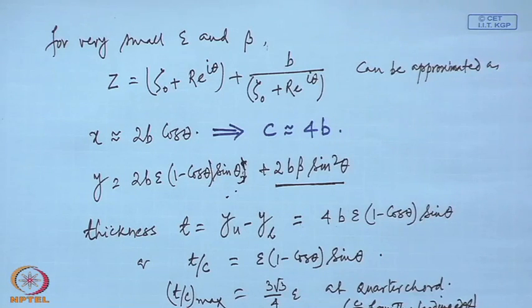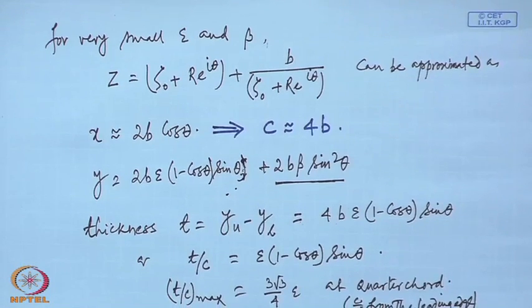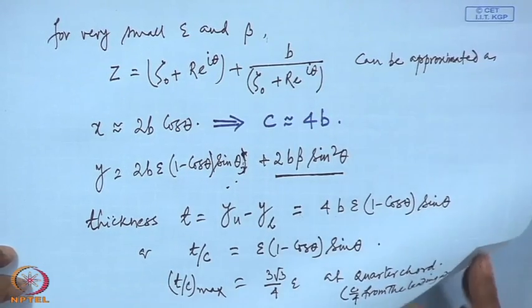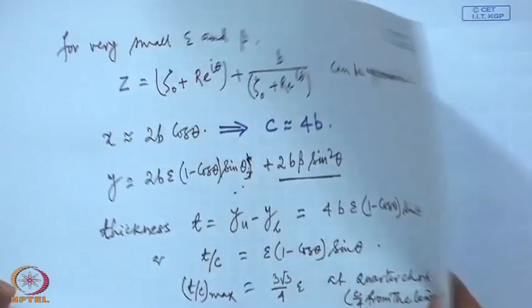The mean line can be obtained by how? How to get the mean line? Yes, the mean line about which the upper surface and lower surface are symmetric, the line about which the airfoil is symmetric. Yes, how to get the mean line or the camber line?